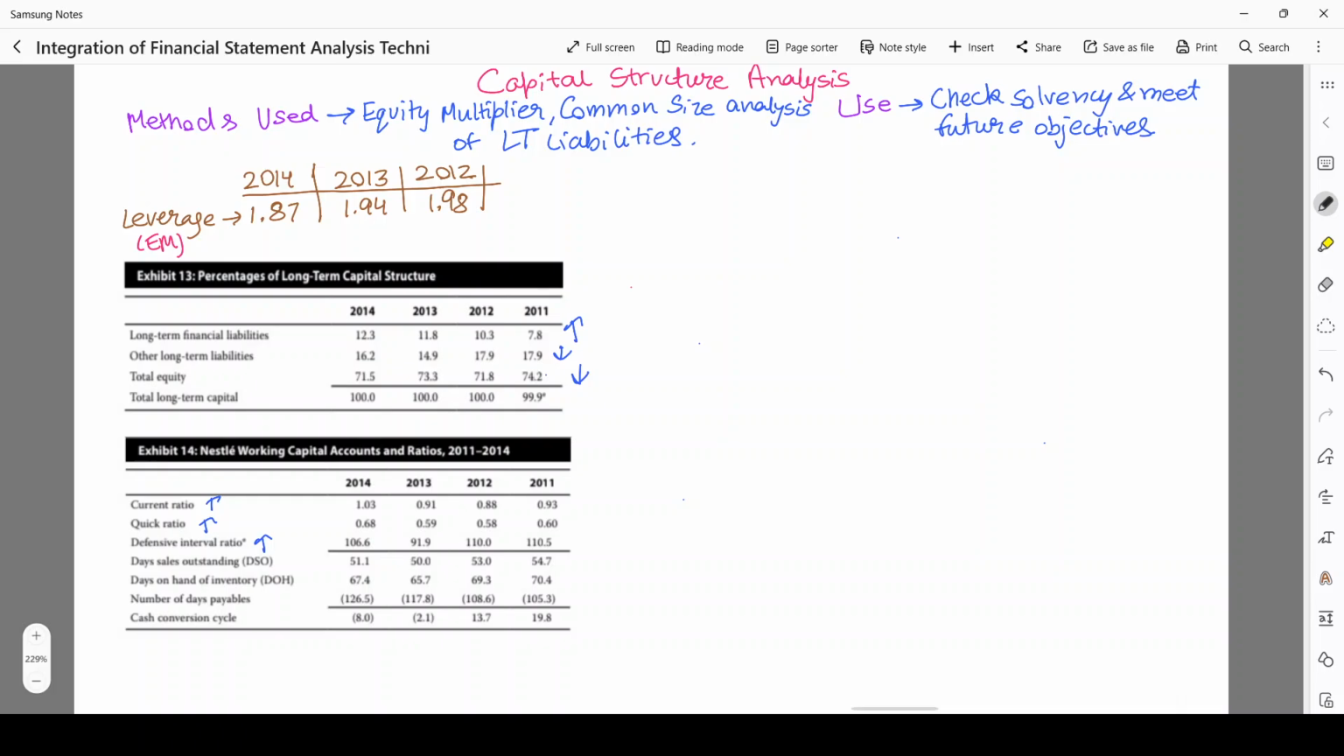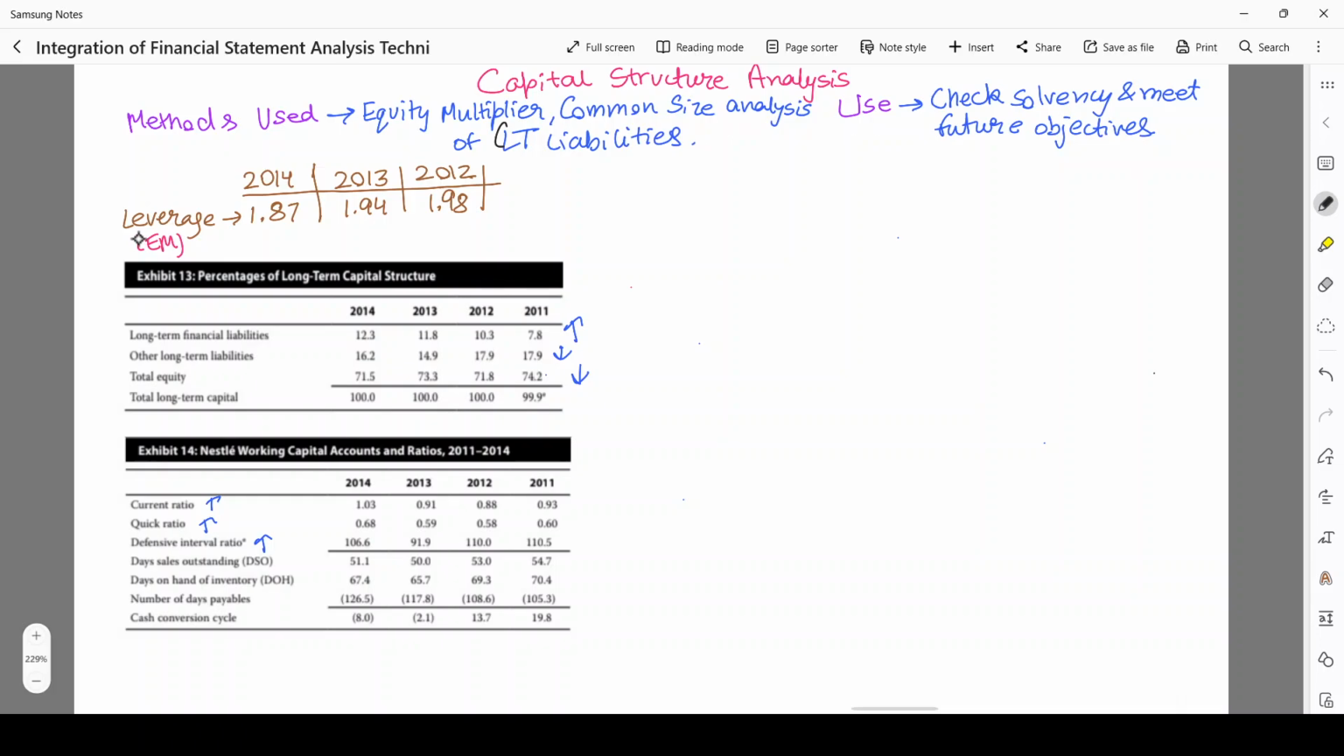Okay, so let's start with capital structure analysis for Nestle. Here, the methods we use are equity multiplier and common size analysis of long-term liabilities for Nestle. The use of this type of analysis is to check the solvency position of Nestle, whether it could meet its future obligations, and also whether it could fund its future objectives.